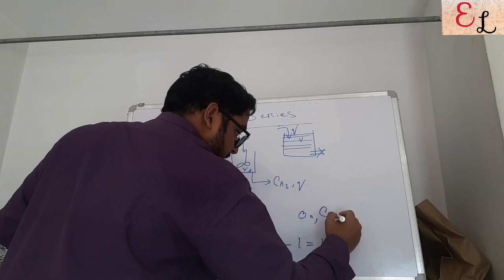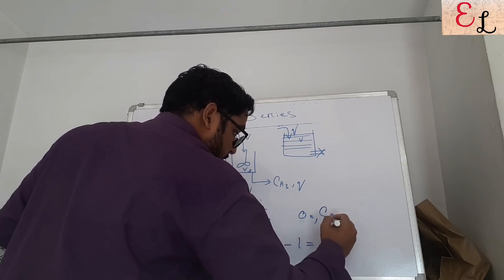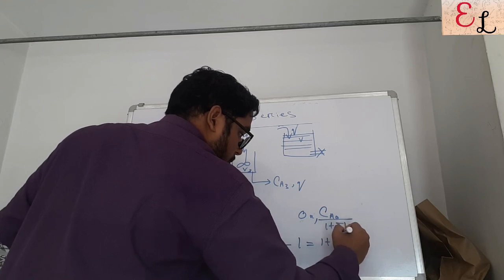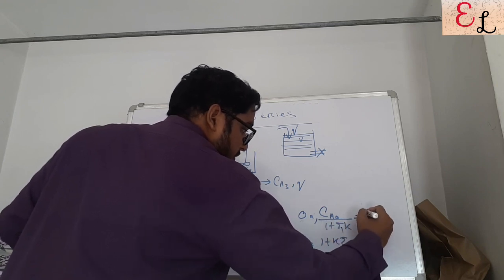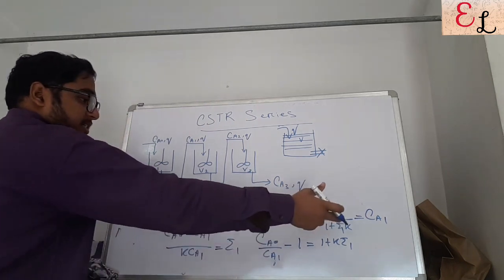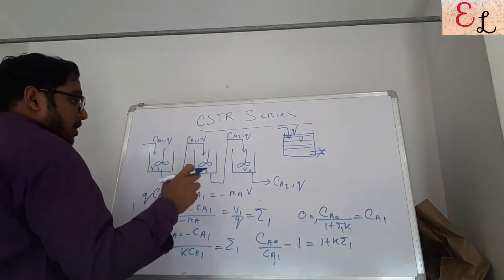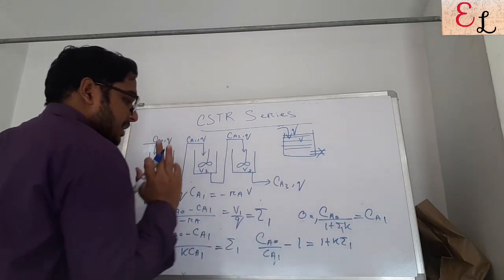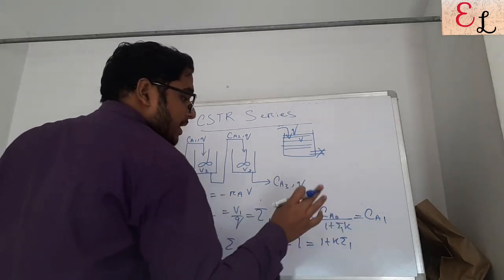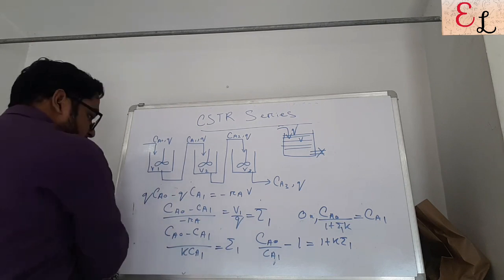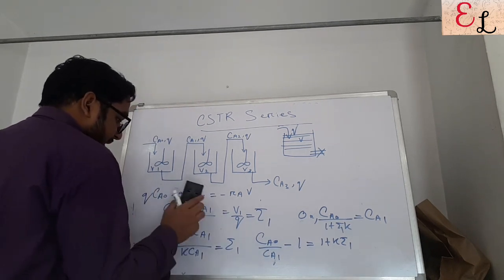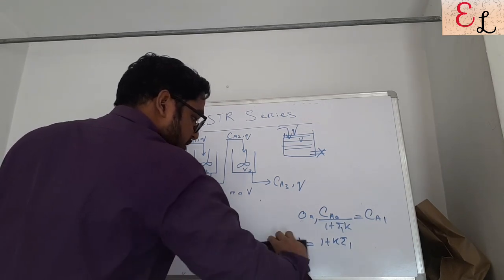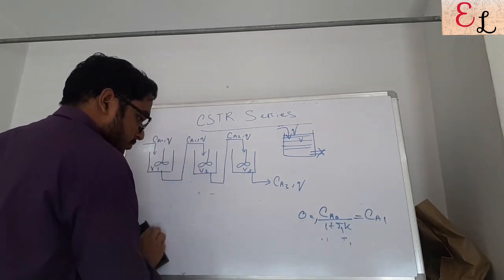Or CA0 by 1 plus K tau 1 equals CA1. So we are expressing the concentration at the first reactor exit in terms of the inlet concentration, giving CA0 by 1 plus K tau 1. If we now consider the entry to the second reactor, we end up again with an equation like this.